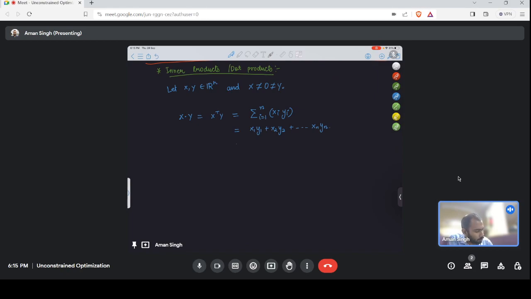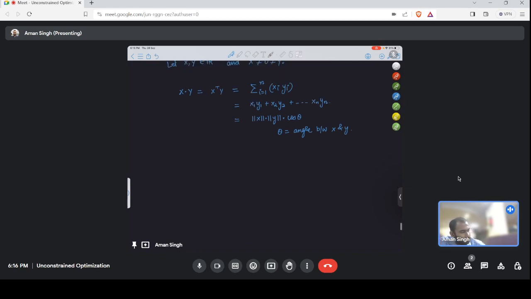This also equals the norm of x times the norm of y times cos theta, where theta is the angle between x and y. This is what the dot product means.